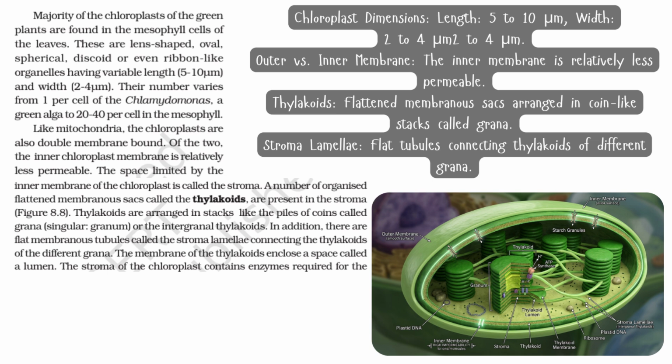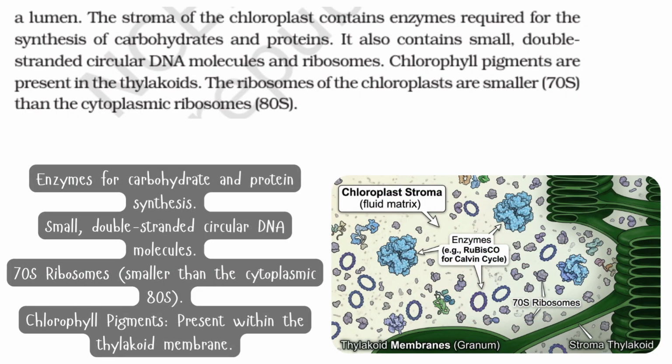The space limited by this inner membrane is the stroma, which contains thylakoids, flattened membranous sacs arranged in stacks like piles of coins, called grana. These grana are interconnected by flat membranous tubules, called stroma lamellae. Let's analyze the chloroplast stroma. It contains the enzymes required for the synthesis of carbohydrates and proteins.